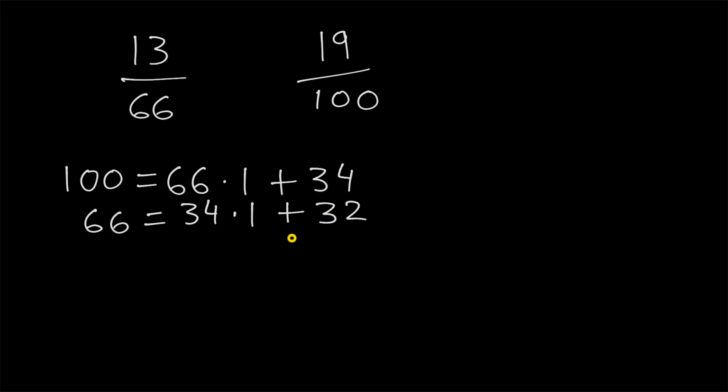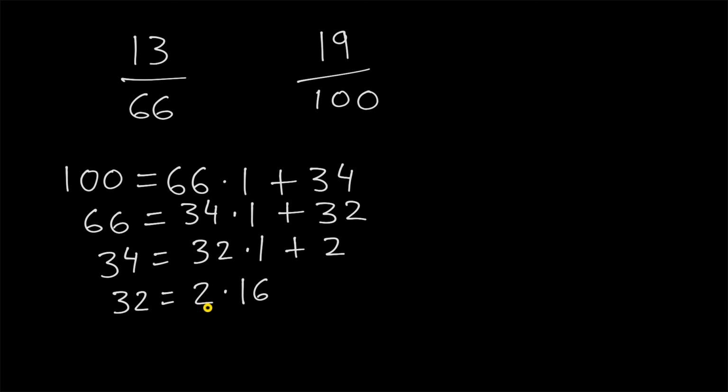Now, ask yourself, how many times does 32 fit into 34? Well, 32 is only going to fit one time into 34. 34 minus 32 gives you a remainder of 2. And now ask yourself, how many times does 2 fit into 32? 2 will fit 16 times into 32, and then you're going to get a remainder of 0.